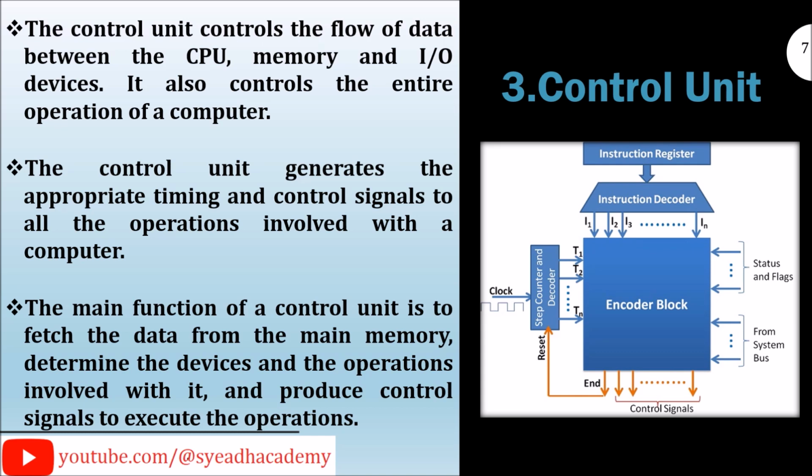The third component of computer is control unit. The control unit controls the flow of data between the CPU, memory and I/O devices. It also controls the entire operation of a computer. The control unit generates the appropriate timing and control signals to all the operations involved with a computer. The main function of a control unit is to fetch the data from the main memory, determine the devices and the operations involved with it, and produce control signals to execute the operations.